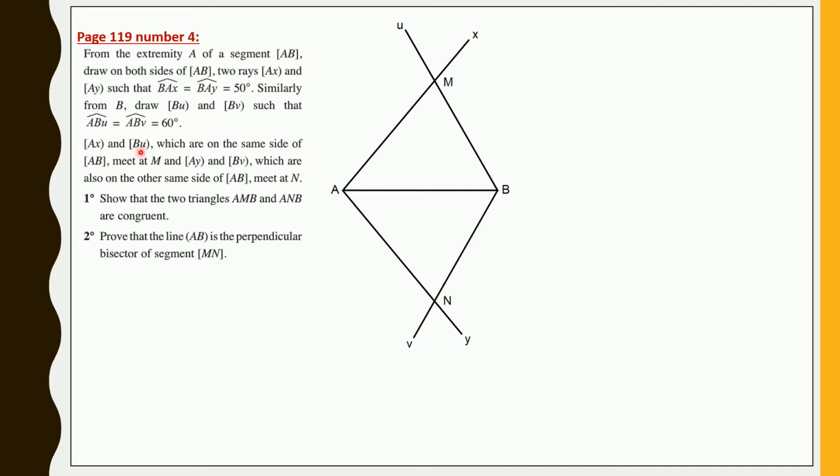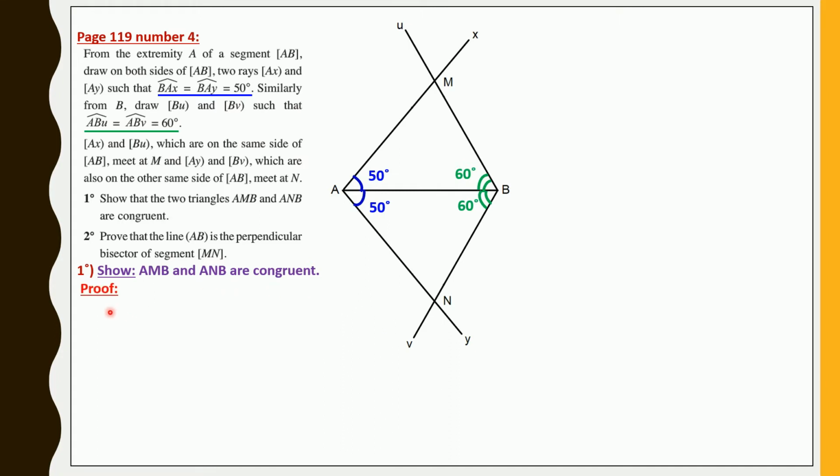AX and BU will intersect at point M, and AY and BV will intersect at point called N. So here we have this given data: angle BAX equals angle BAY equals 50 degrees each, and angle ABU equals angle ABV equals 60 degrees each. First question: show that the two triangles AMB and ANB are congruent. So for one, show, underline, AMB and ANB are congruent.